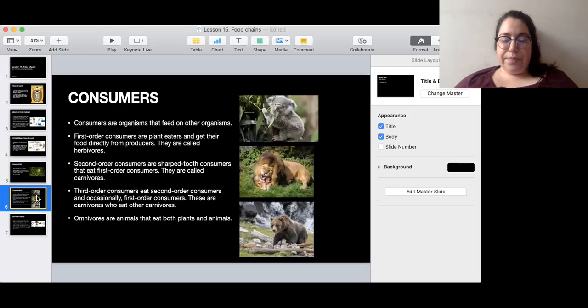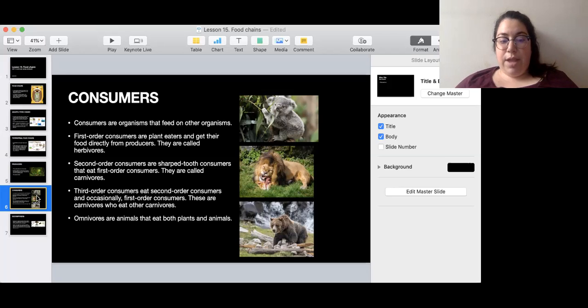And then we have consumers. Consumers are called like this because they consume food. They don't make food for themselves. They have to eat it from somewhere else. And they are organisms that feed on other organisms. We have first order consumers that are plant eaters, and they get food directly from the producers. They are called herbivores, you know it, they eat plants.